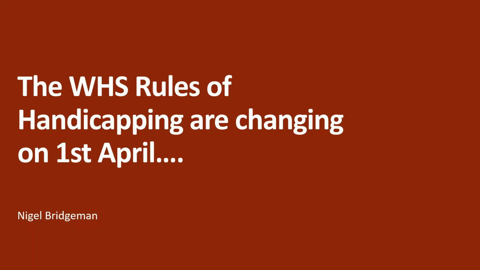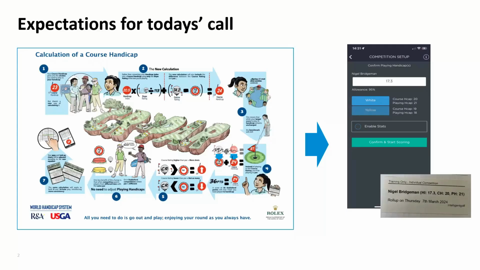How do I get to the next slide? Okay, so expectations for today's call. The slide on the left comes from the RNA, and was their attempt at a simplified explanation of the changes. If anybody's come on the call expecting we're going to go through that, that's not going to be the case. What instead we're trying to do is focus not on how the calculation is done, but basically how can I look up my handicap.